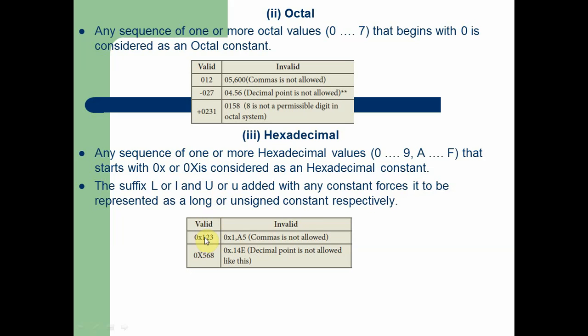Here you can see the valid ones, 0x with a small x and a capital X. These are valid numbers. Here it is not valid. Maybe it begins with 0x, but here a comma is used. So hexadecimal numbers with commas are not allowed. In the same way, a decimal point is also not allowed in hexadecimal integer constants.